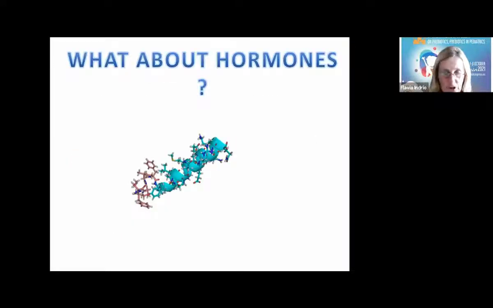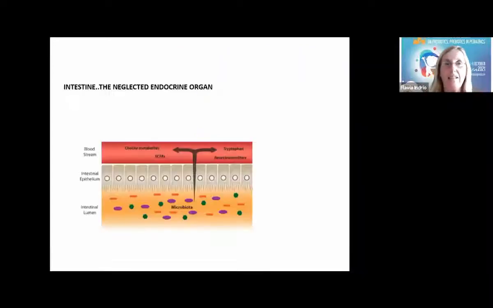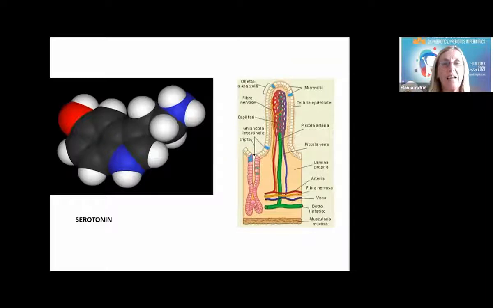And these are the motility. So what about hormones? I forgot to say that we have a lot of hormones in the intestine. Well, basically, the intestine is the neglected endocrine organ, because a lot of hormones are secreted into the intestine, into the villi, into the crypt, especially into the crypt. One above the others is serotonin.